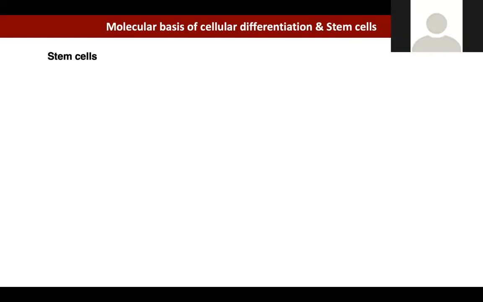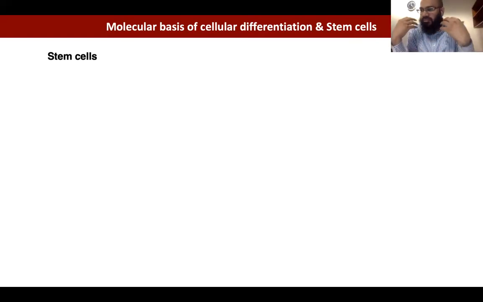Anybody? So they're undifferentiated cells, and any kind of cells can be made from these cells. Yeah, very good, very good. So stem cells are basically the body's raw material, and you can compare them to the embryonic cells, because they have this potential, or this capability to develop or grow into any kind of cell.